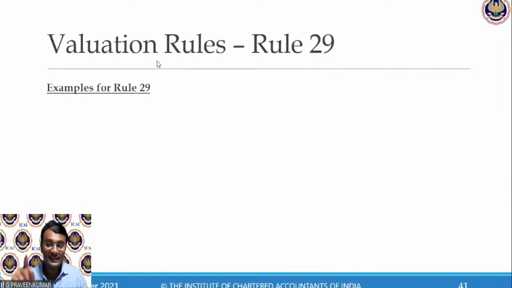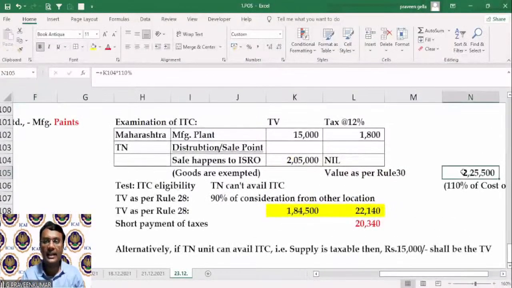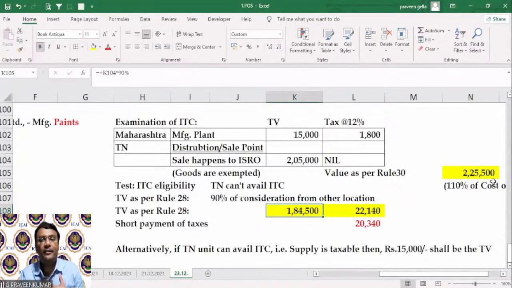Clear? Now this option, the 65 lakhs you have mentioned, Janaki, is an option available to the supplier. The supplier can choose open market value or like kind or quality. If these two are not available, Rule 30. Any of these three, or 90% of the supply made by the related party to an unrelated party. So this 65 lakhs comes into the picture, which is an option given. If you recollect my example of the Excel file, let me come back to it. See here, Rule 30 has got 2,25,000. A choice was given to me to adopt either 1,84,000 or 2,25,000.